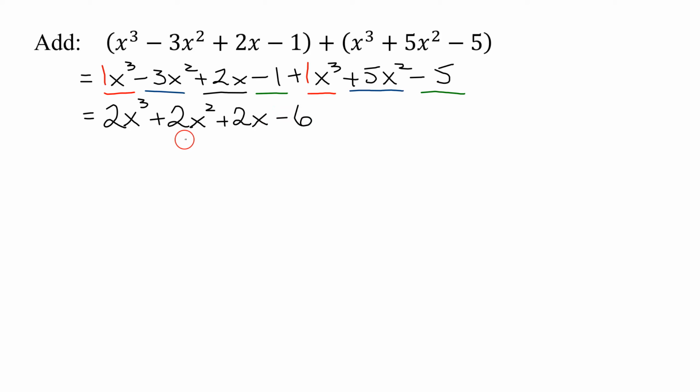So is there anything else we can do in this problem? If you look, all our terms are unlike because I have an x cubed, an x squared, an x, and a constant. So I can't combine any of those. So this is my answer when I add those two polynomials.